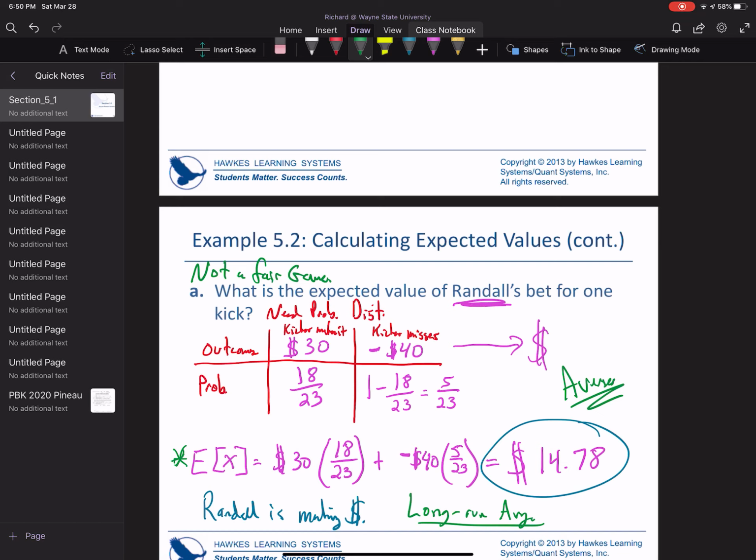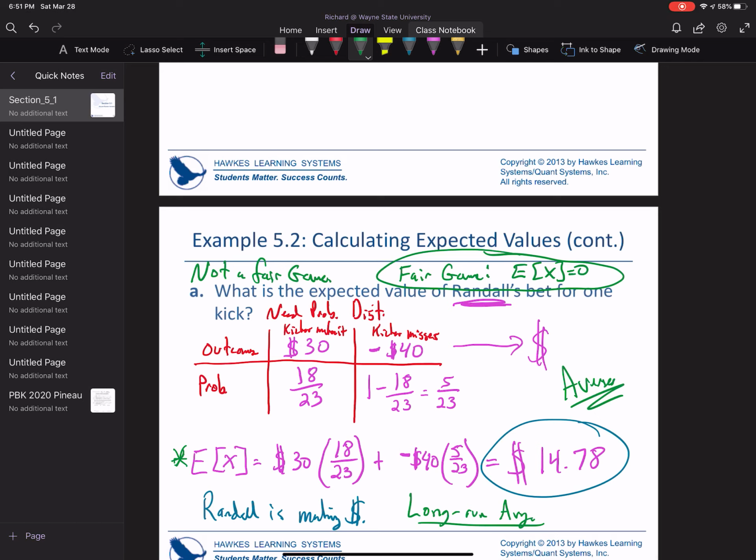Now, can you think for a second, what do you think that the expected value would have to be in order to be considered a fair game? Hopefully you said that the expected value has to be 0. That's an important thing to make sure you have written down. So in order for the game to be fair, we need the expected value to be 0. It doesn't favor anybody.